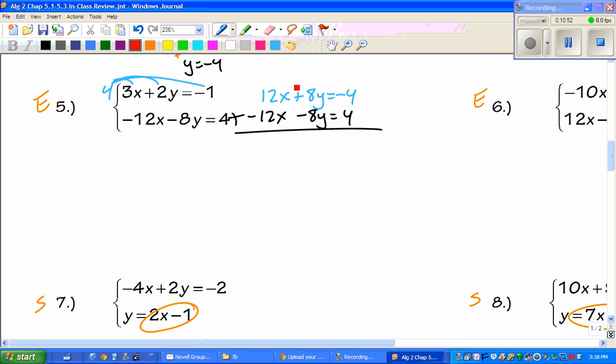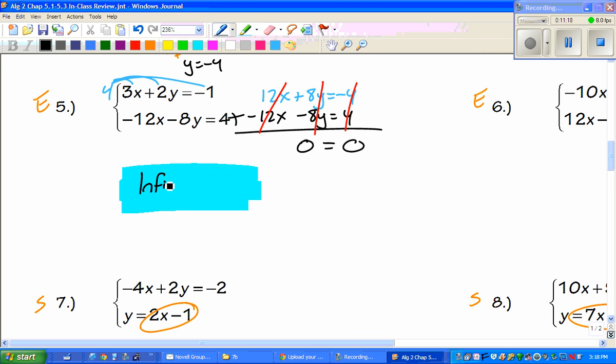And now let's see what happens. My x's canceled just like I wanted them to. But look at the y's. Those cancel too. So we're left with 0, and then, well, -4 plus 4, those cancel. So we're left with 0 equals 0, which is a true statement. Okay? And if we're left with a true statement, our answer is infinite solutions.